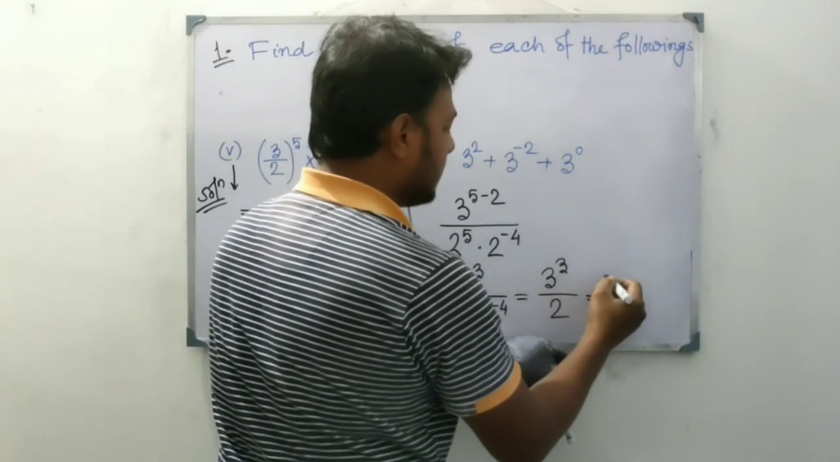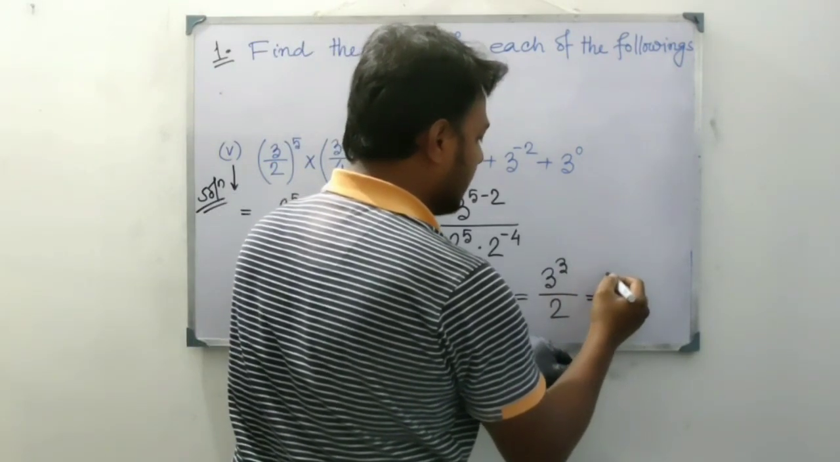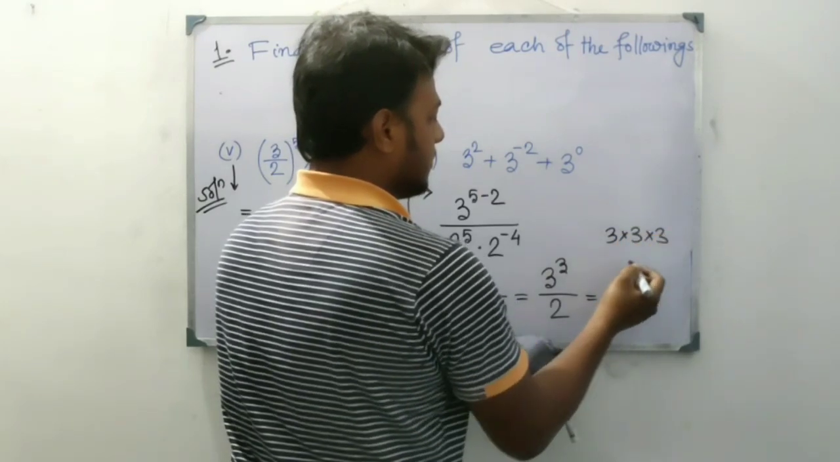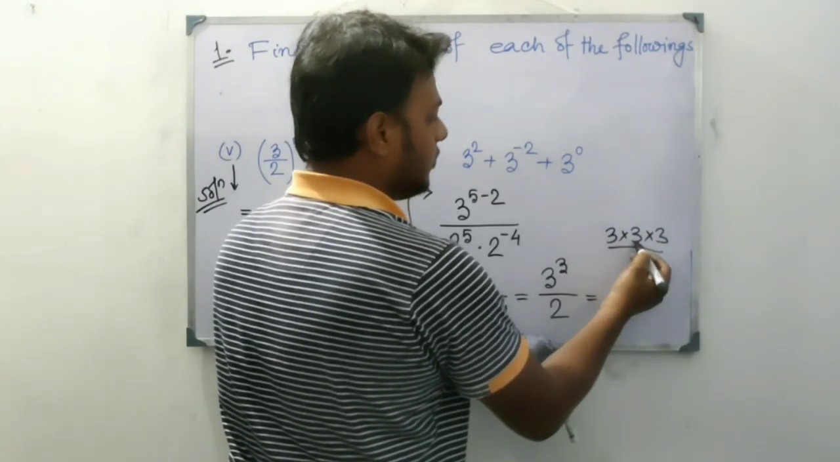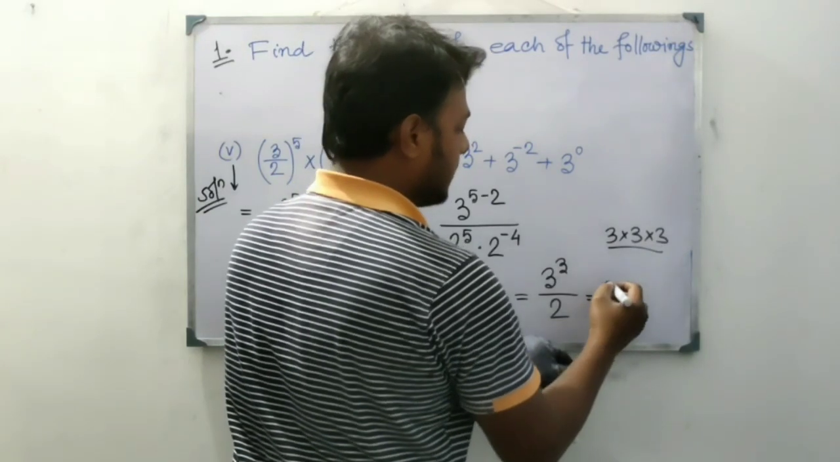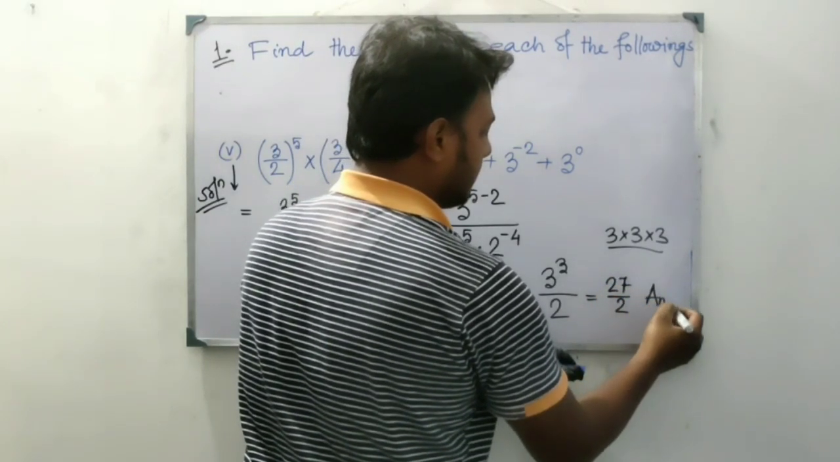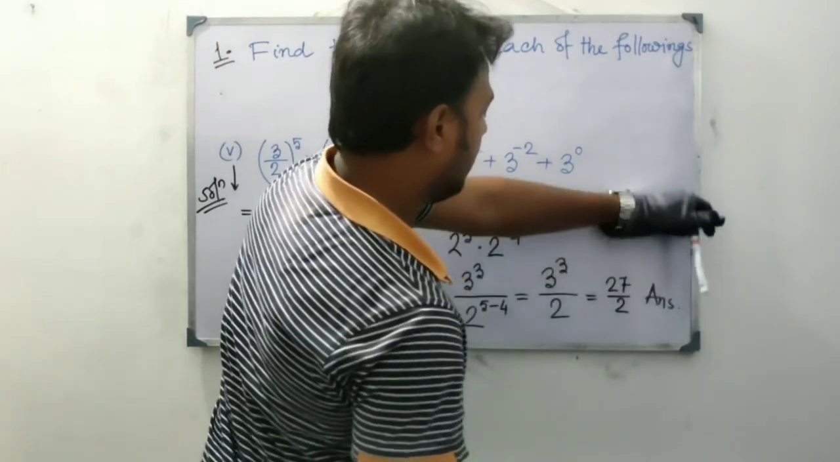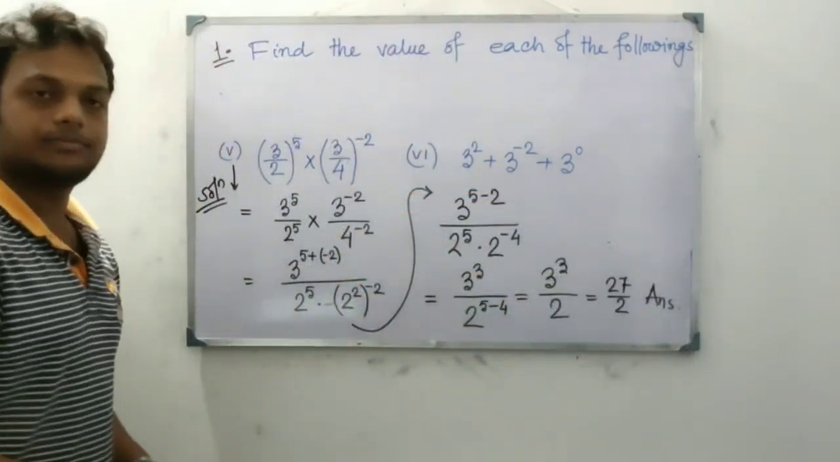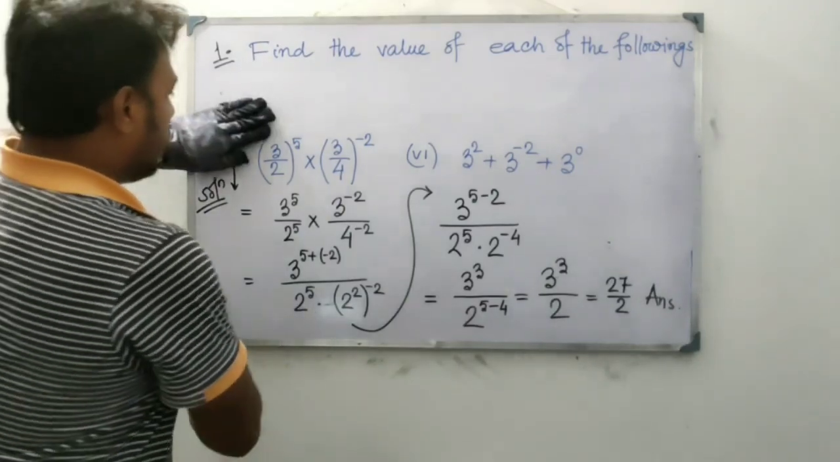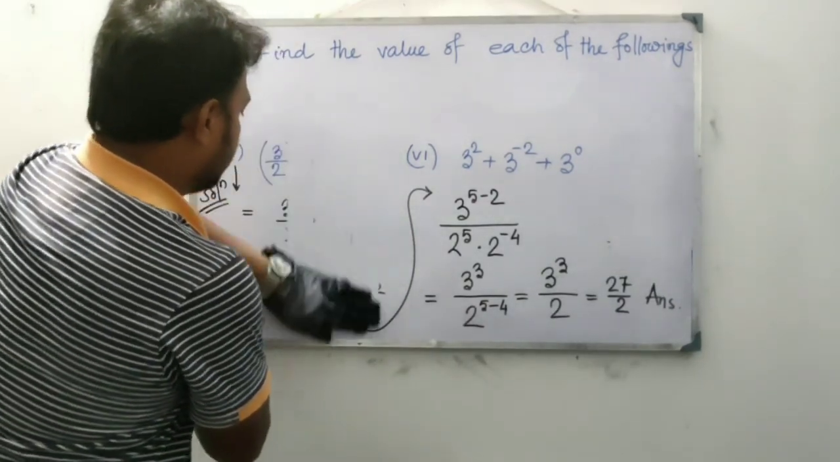So 3 cube means 3 3s are 9 and 3 9s are 27. 3 cube means what? 3 times multiplication of 3. So 3 into 3, 9, 9 into 3, 27. So 27 by 2, this is the answer. Hope you understand this solution. Okay, next, sixth number problem.